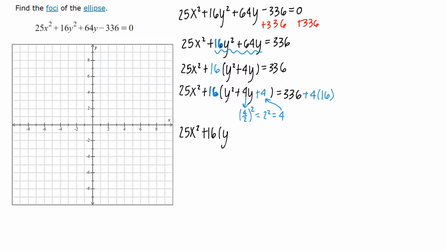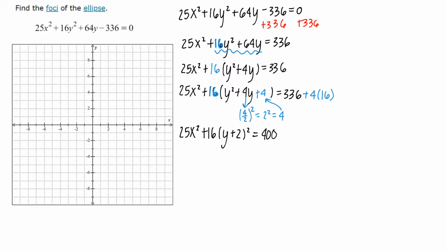This can now be factored into y plus 2 quantity squared is equal to, hold on, let me grab a calculator. Just kidding, I don't need a calculator. This will be 64 plus 336 should be 400.